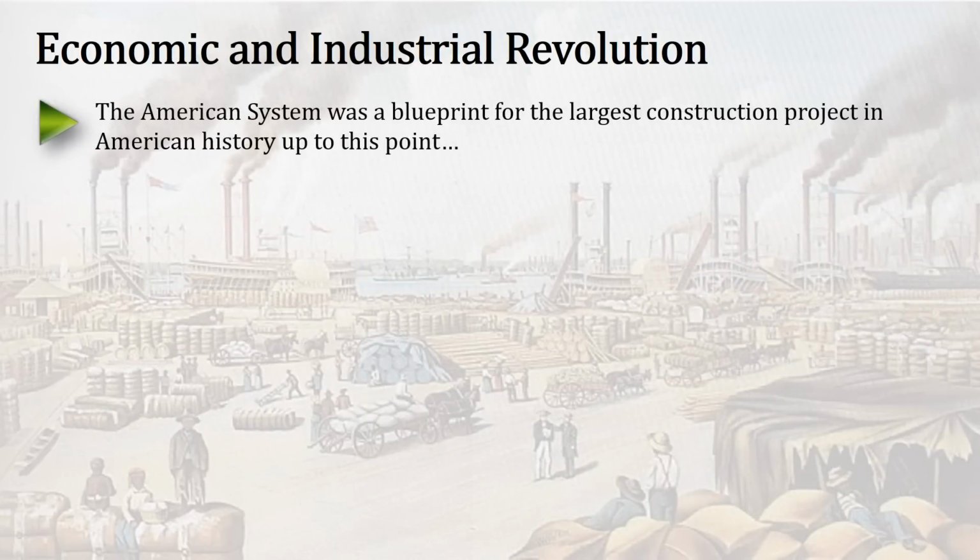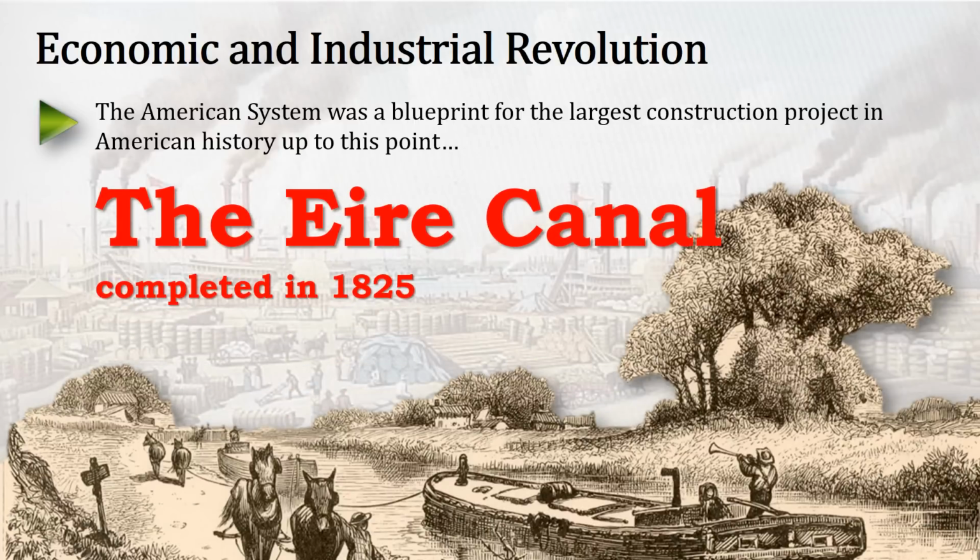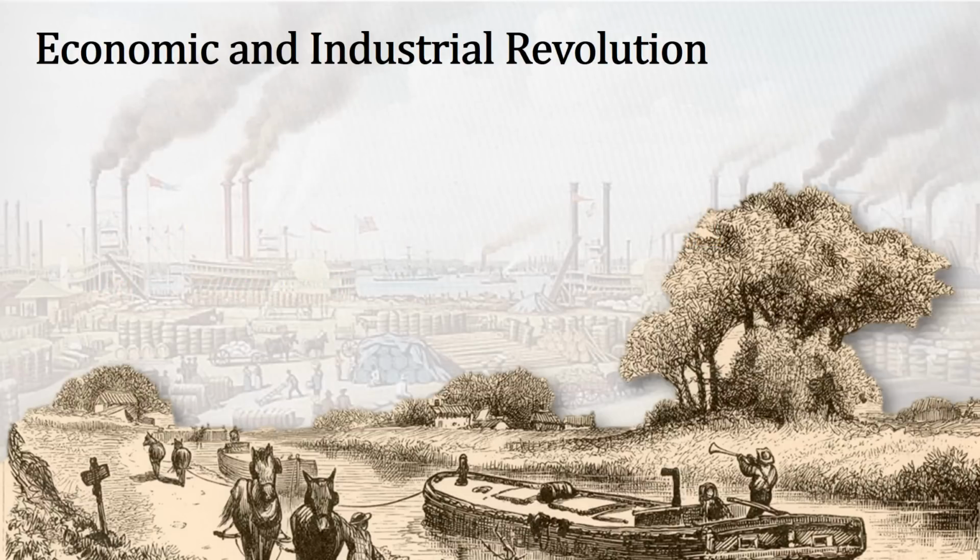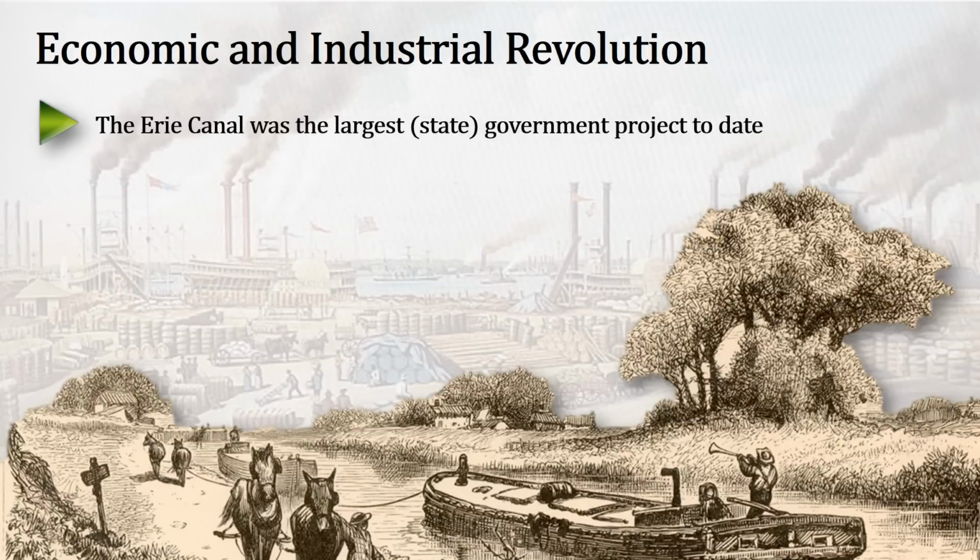The American system was a blueprint for the largest construction project in American history up to this point. That is the Erie Canal, which was completed in 1825. The Erie Canal was the largest government project to date, and this one was paid for primarily by the state of New York rather than the federal government, but nevertheless took on the blueprint of publicly sponsored public works.